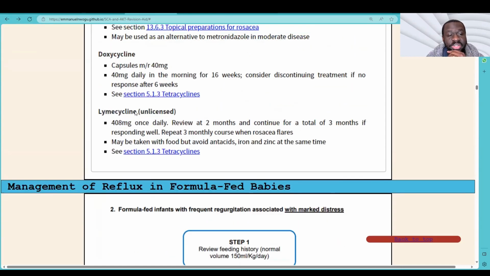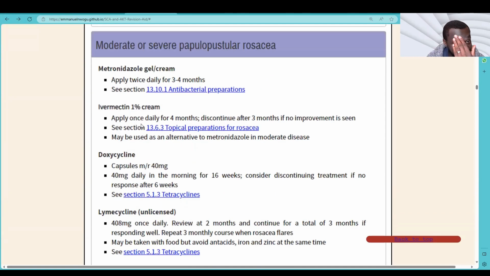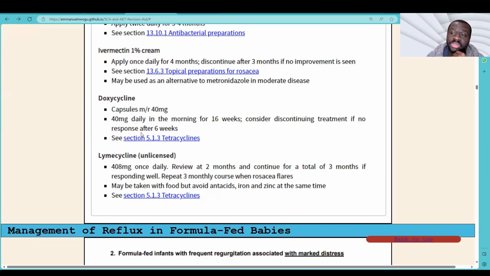Lymecycline is also a medication that could be used in the treatment of acne as well. Doxycycline and lymecycline are used off licence, 408 milligram once daily. Continue for a total of 3 months if responding well. Take with food, but avoid antacids, iron, and zinc at the same time.